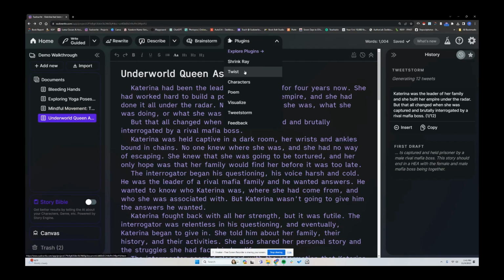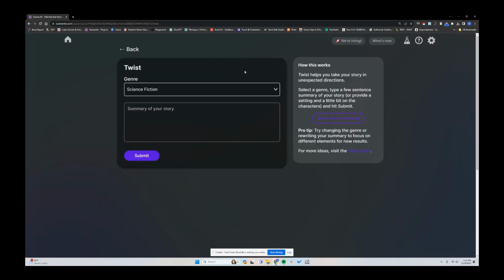Twist. That is another one of my favorites right here. So you have some genre choices to pull from right here. I typically just do literary or maybe fantasy if I'm doing magic. I found that they all actually give me pretty similar output. Like I thought if I chose literary, it wouldn't pull fantastical elements, but it still did. So normally I just click into literary.